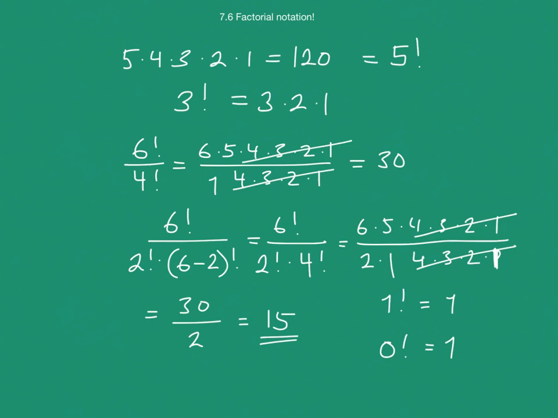And this looks a bit strange. I'm not going to explain it here, but I'll put a link underneath this video to an explanation of why 0 factorial happens to be 1. But just remember that for now, and you can look at the explanation if you want.